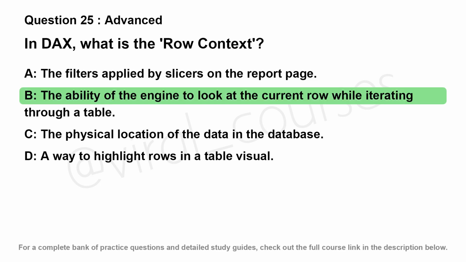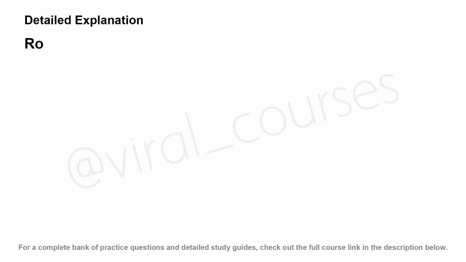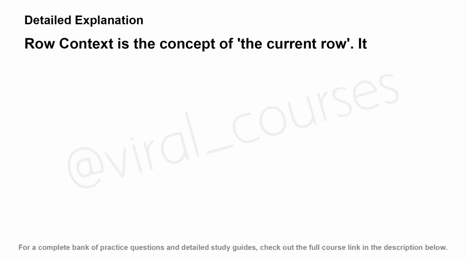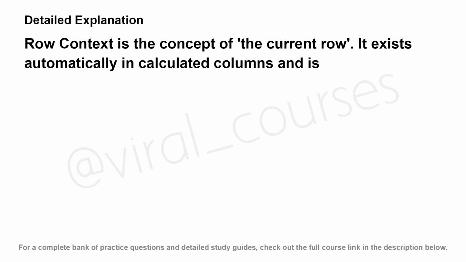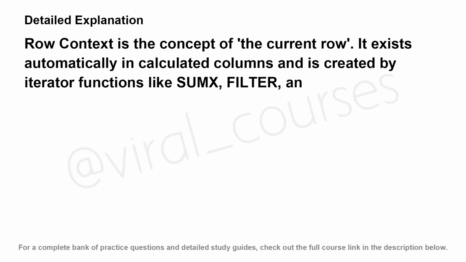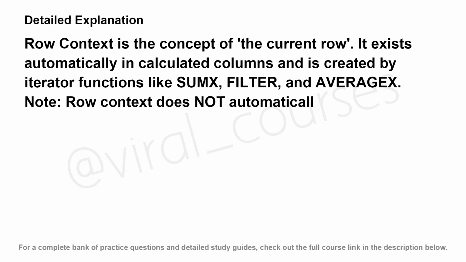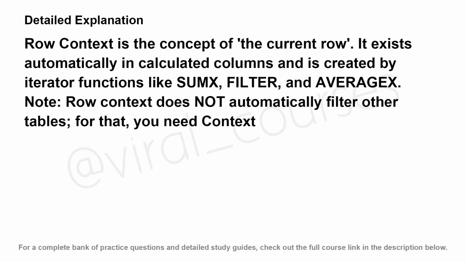The correct answer is B. Row context is the concept of the current row. It exists automatically in calculated columns and is created by iterator functions like SUMX, FILTER, and AVERAGEX. Note: row context does not automatically filter other tables. For that, you need context transition, CALCULATE.